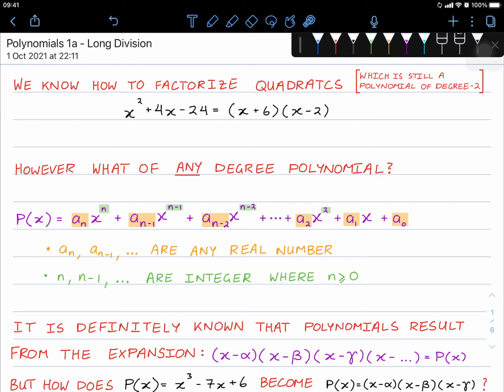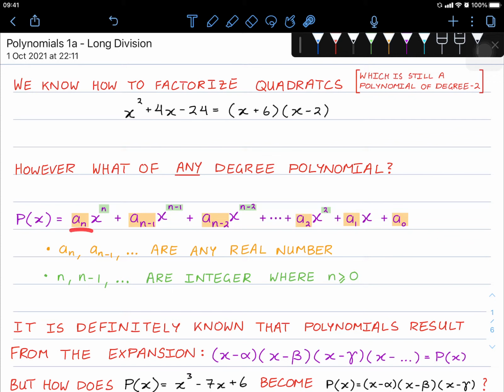Hello class, this is a video tutorial on polynomial long division. So by now I hope we already know how to factorize a quadratic. So we can go from this expression, which is a polynomial of degree 2, and factorize it to become this expression. However, what if we want to know how to factorize a polynomial of any degree?